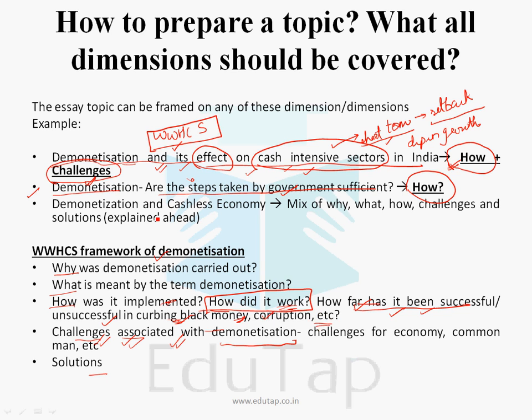Let us take the third topic, demonetization and cashless economy. This topic is a mix of why, what, how, challenges as well as solutions. It is an open-ended topic, not related to a particular micro topic. So when you write an essay on this topic, it will be a mix of why, what, how, challenges and solutions. I am going to explain ahead how it is a mix of these and how many words have to be utilized in answering these five dimensions.